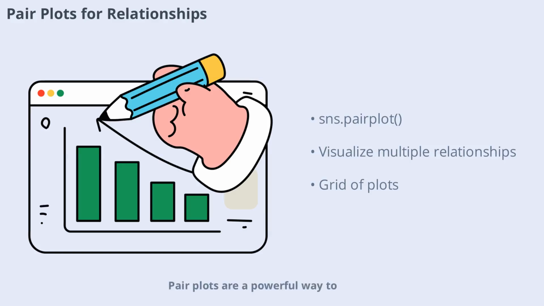Pair plots are a powerful way to visualize relationships between multiple variables at once. In Seaborn, sns.pairplot creates a grid of scatter plots for each pair of variables, along with histograms or KDE plots on the diagonal. This makes it easy to spot correlations, clusters, and trends across your dataset. Pair plots are especially useful for exploratory data analysis. Let's generate a pair plot for the tips dataset to uncover hidden patterns.